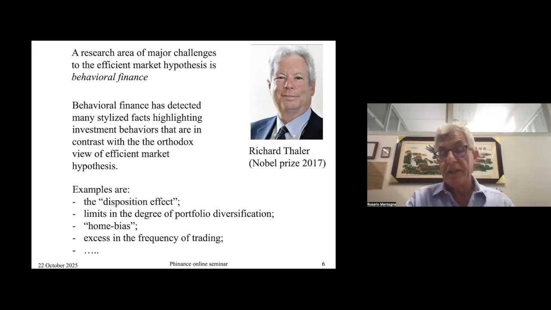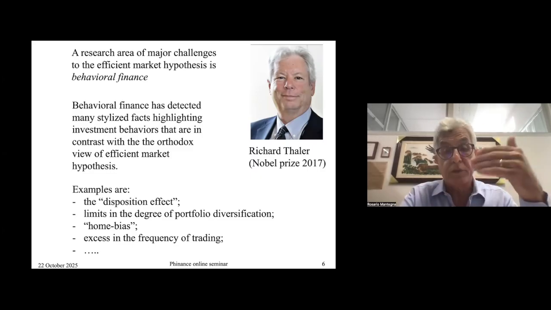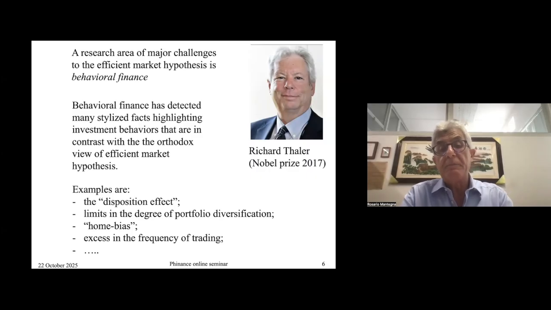Of course, there are limits to this idealization, and in fact, a research area of major challenges to the efficient market hypothesis, or to this view of information aggregation, is in the area of finance called behavioral finance. In the study of behavioral finance, scholars have been able to show that there are some behaviors that cannot be explained by the orthodox view of a completely efficient market and efficient market participation. You have phenomena like the disposition effect, or limited portfolio diversification and bias, this type of phenomena that you can document in the day-by-day activity of financial markets.